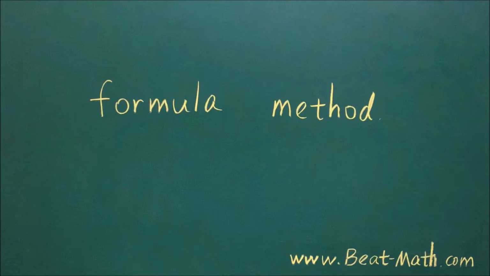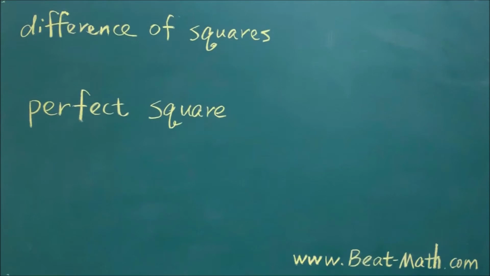There are 2 different formulas used in factorization. One is the difference of squares, and the other is the perfect square formula. Don't panic if you have never heard of them. They are not as difficult as they sound.